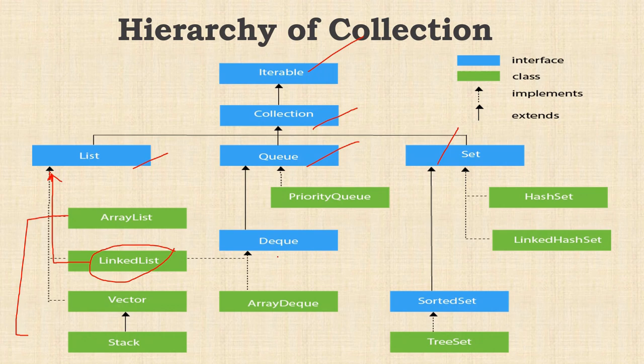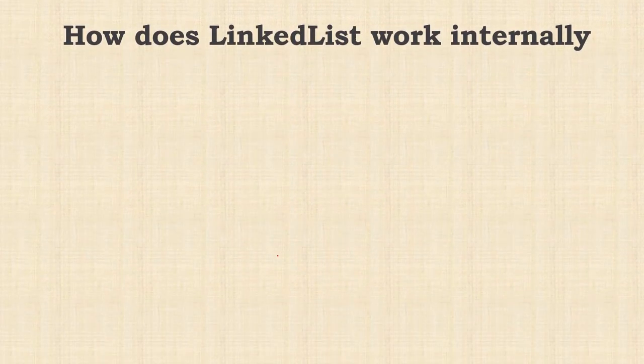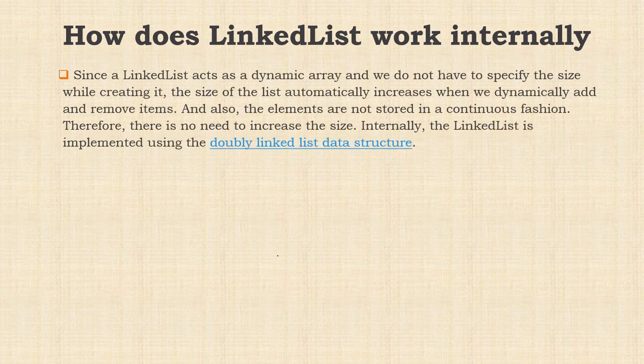So we are going to understand linked list. I showed you the complete picture of the collection, so it will be easy to understand. We are going to cover the next topic, which is how linked list internally works. Since a linked list acts as a dynamic array, we do not have to specify the size while creating it. The size of the list automatically increases when we dynamically add and remove items. So there is no fixed size. Once the size is full, then it will be increased dynamically.